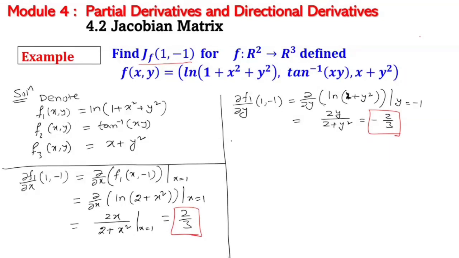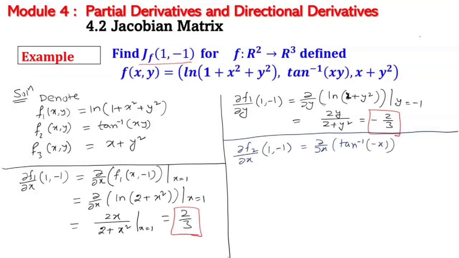So in the next step, we are going to take the derivative of f2. So del f2 del x at the point (1, -1). So this is equal to del del x of tan inverse, so we put y equal to -1. So this is tan inverse of -x at the point x equal to 1.